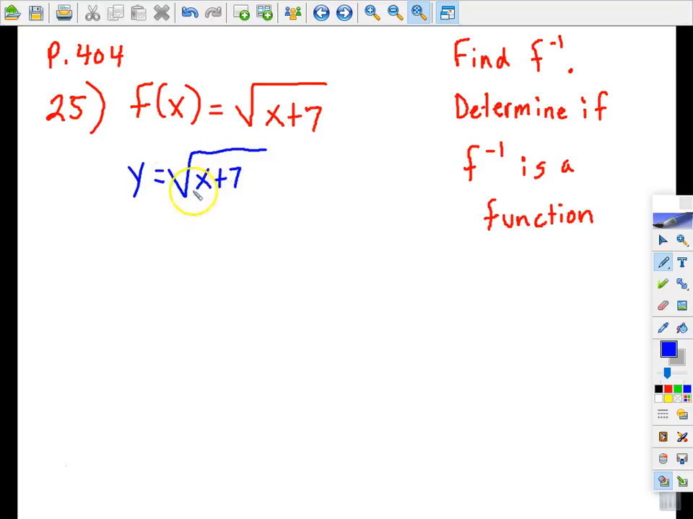Okay, well, how do we undo the square root of x plus 7? Well, from our previous lesson, we raise that to the second power. And if I do that to the right side, I must also do it to the left. All right, and now how do I solve for y? Oh, I'm sorry. Let me back up. I didn't switch places with x and y. I apologize. Okay, I'll go back. You probably caught that, didn't you?